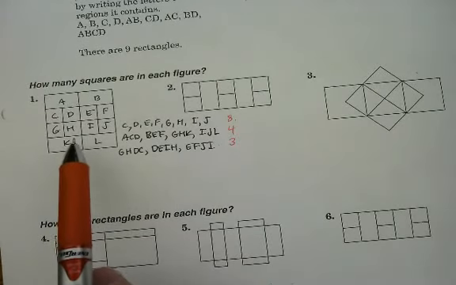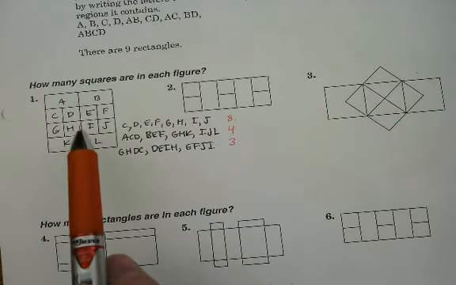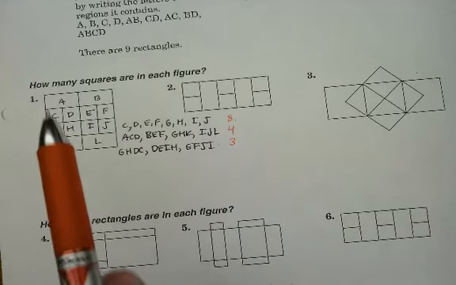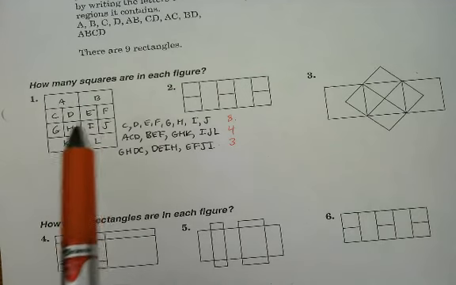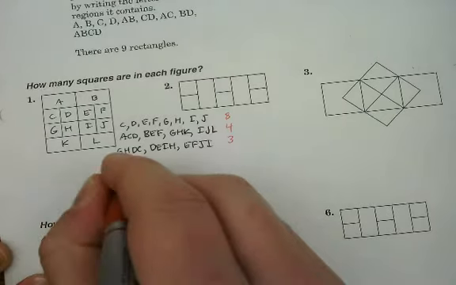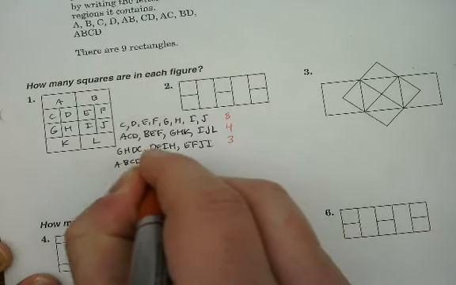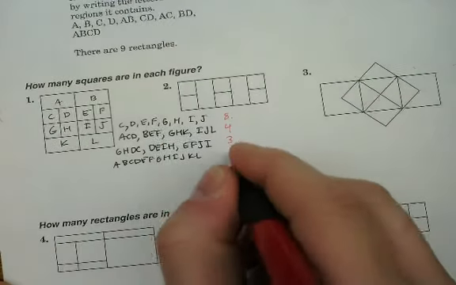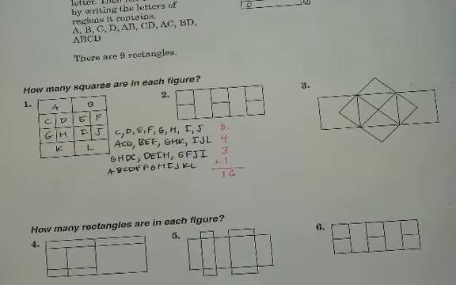Can you put 5 letters together to make a square? Well, you could definitely put 5 letters together, like A, C, D, G, H, but that's not going to make a square. So there's nothing with 5 letters. Same thing with 6 letters. That's not going to make a square. But notice how the big figure is a square. So if you put all the letters together, that makes a square. Now if you add those up, you end up with 16 squares.